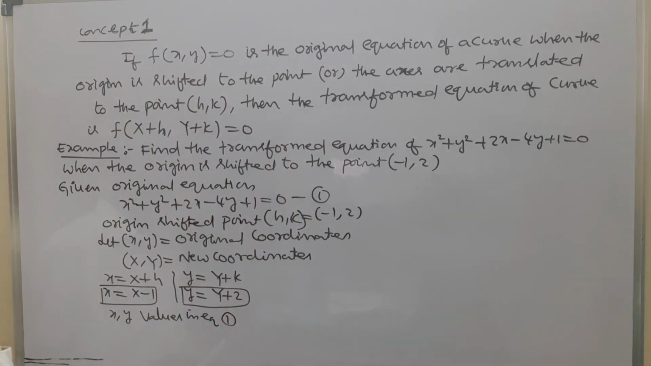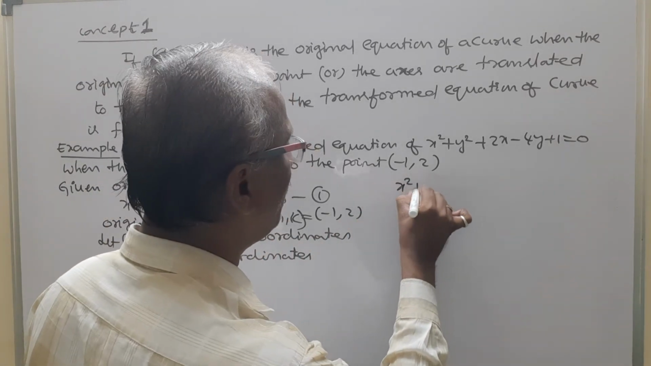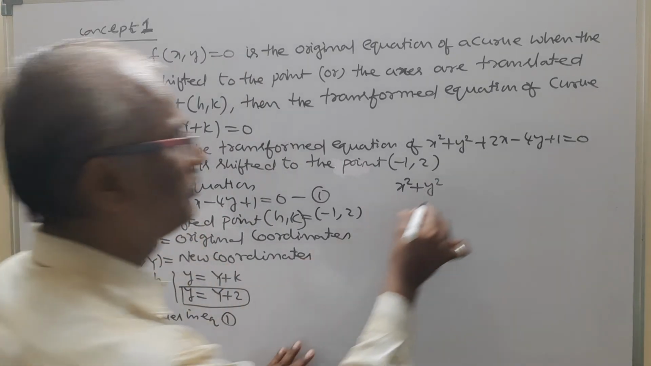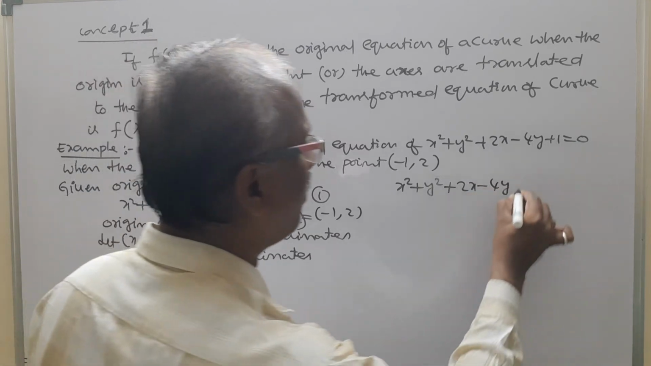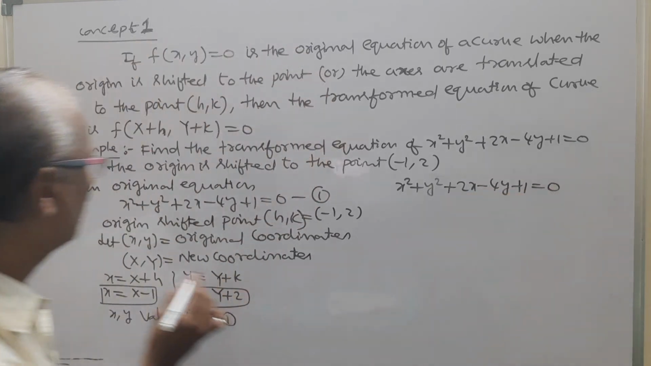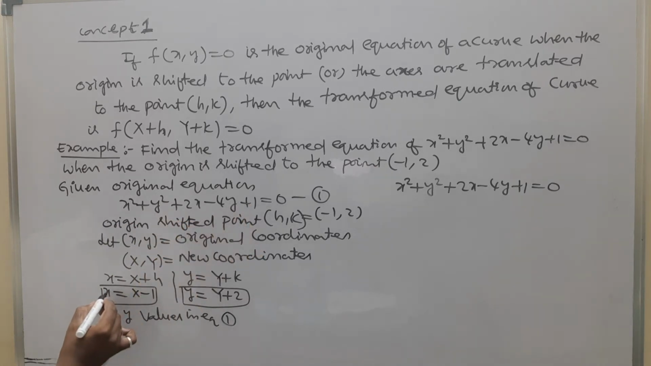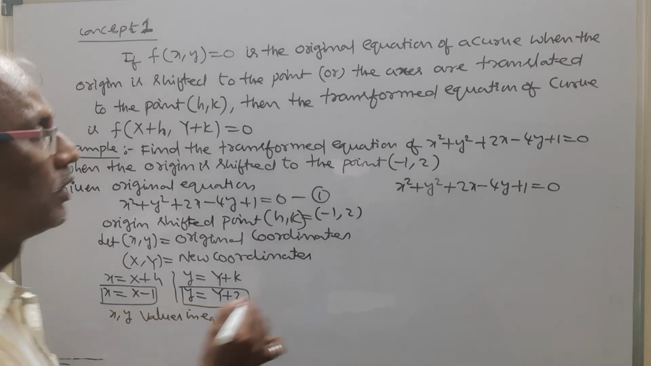In equation 1, x square plus y square plus 2x minus 4y plus 1 equal to 0. This is equation 1. Small x is equal to capital X minus 1. Small y is equal to capital Y plus 2.